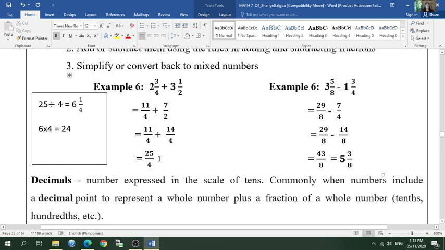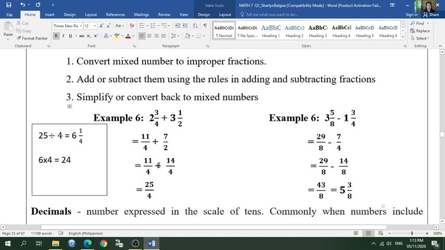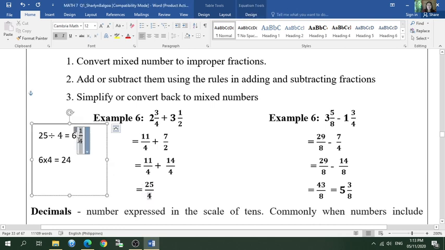Ganon siya. So, if you will convert back to mixed number, numerator divided by denominator. Yung remainder mo, ang siyang magiging proper fraction. Okay? So, yung remainder mo ang siyang magiging numerator. Yung divisor mo kasi yung denominator na ginamit mo, ang siyang magiging denominator mo doon sa final answer.